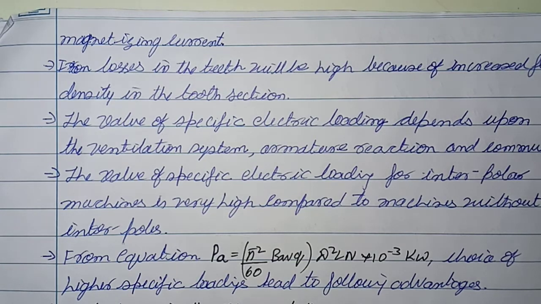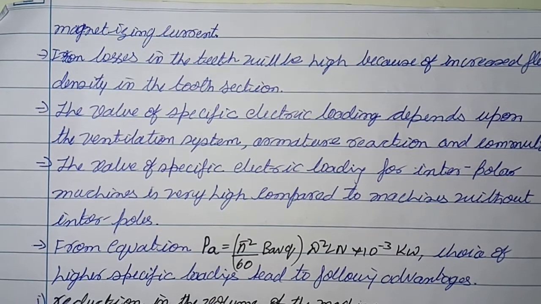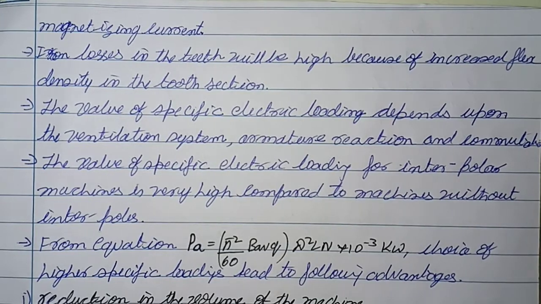Next, even the iron losses in the tooth will be high because of the increased flux density in the tooth section. Iron losses are related to the magnetic flux, so as we have higher flux density, the iron losses in the tooth will also be more. This is the reason we have these limitations, for which we limit the specific magnetic load, that is B average or BAV.